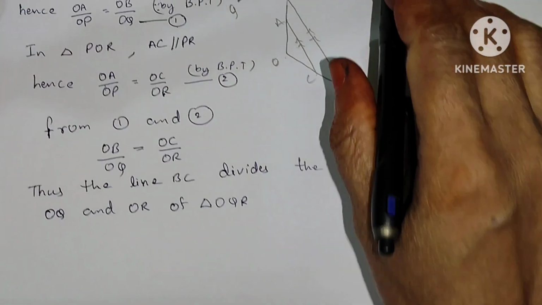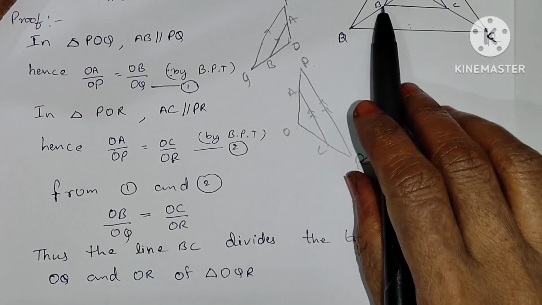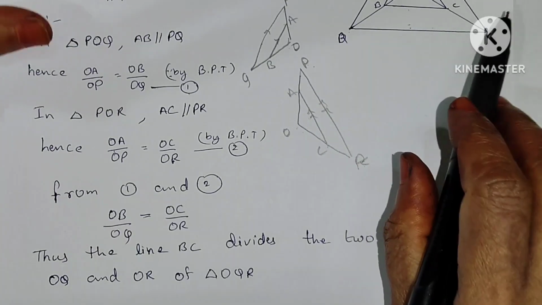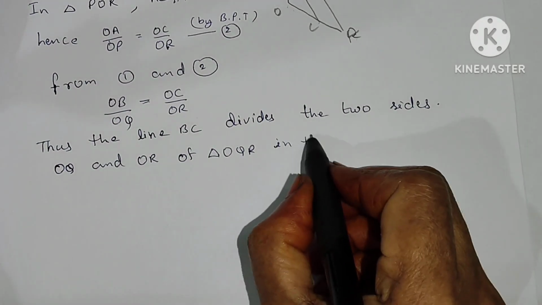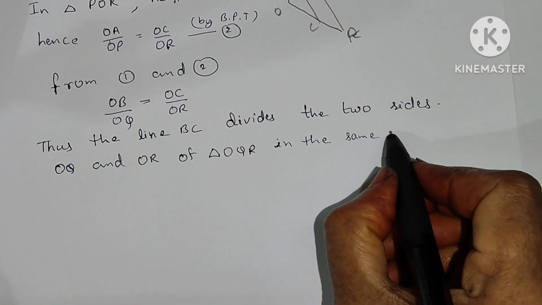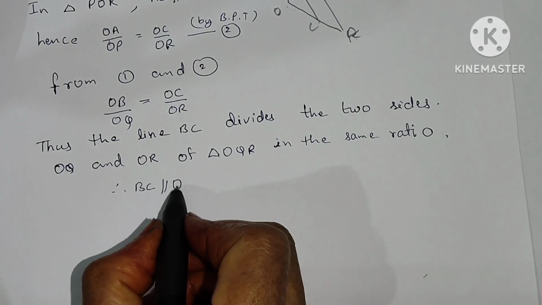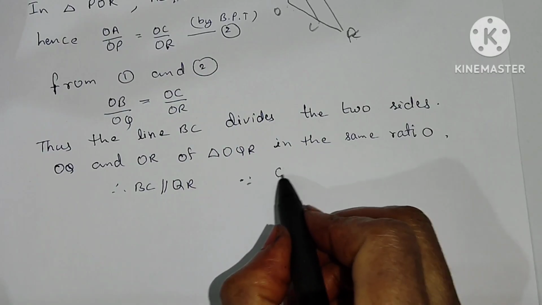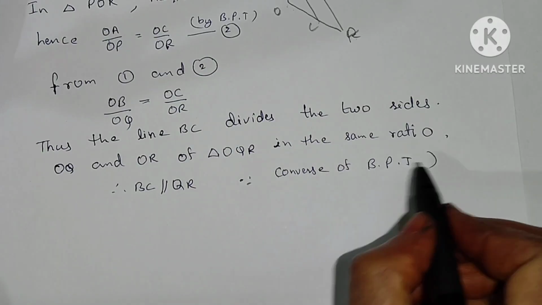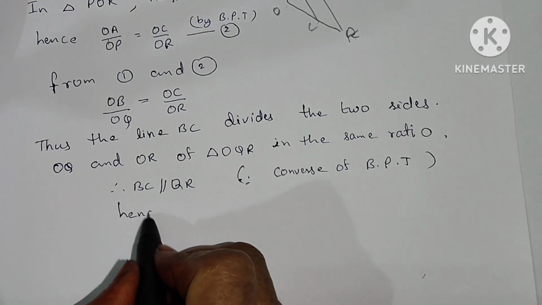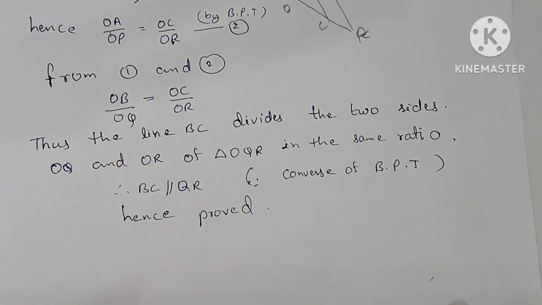So finally we observe this triangle OQR. These two, OB by BQ, OC by QR, in the same ratio, so here we use the converse of the basic proportionality theorem. Therefore BC is parallel to QR. Hence proof. This is the complete solution of the 7th one.